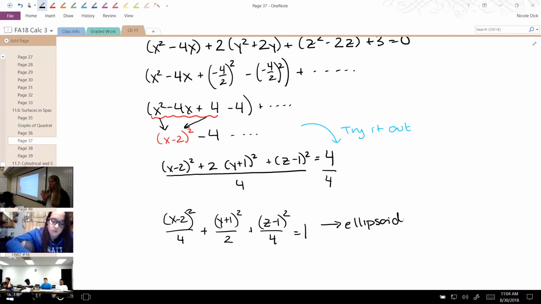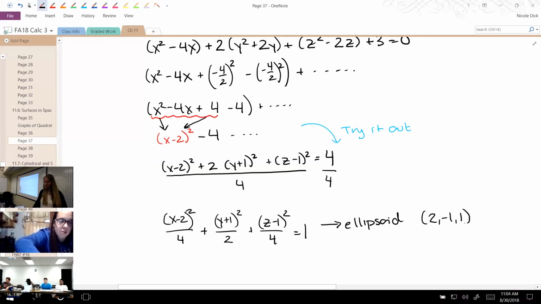Right? So we do have an ellipsoid. We could go into a lot of depth here saying what direction is the longest, the x, the y, the z, and all that stuff there, but we're not going to get that crazy. One thing you should be able to see, though, is where the center is. So where is the center of this ellipsoid? 2, -1, 1. Yes, and how do you know that, Stephanie?